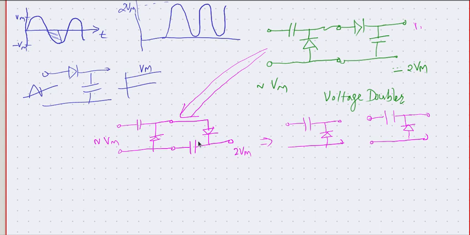But the connections are not the same. This end is to be connected to the P end of the diode. Therefore, the connections need to be swapped. So this is what we have seen in our previous session.